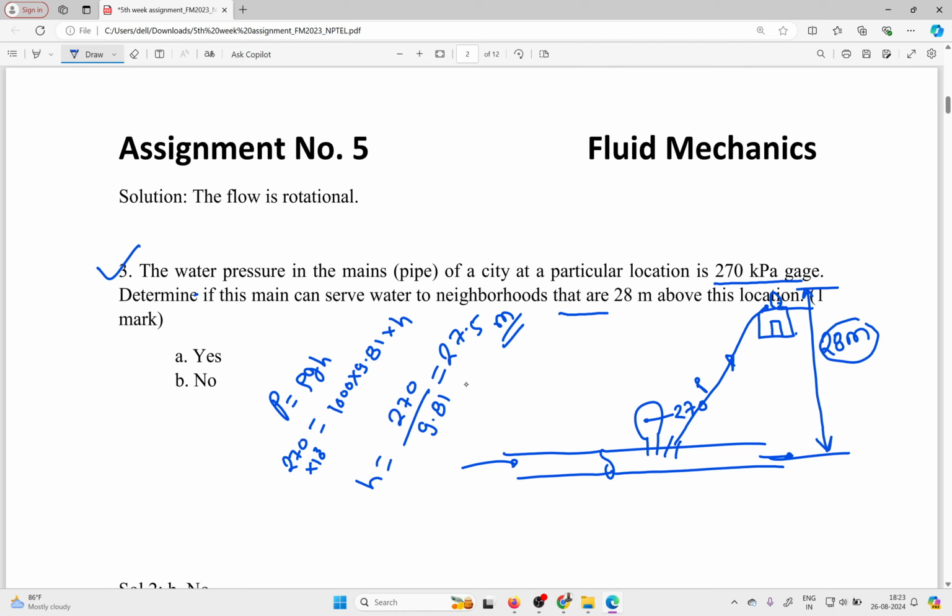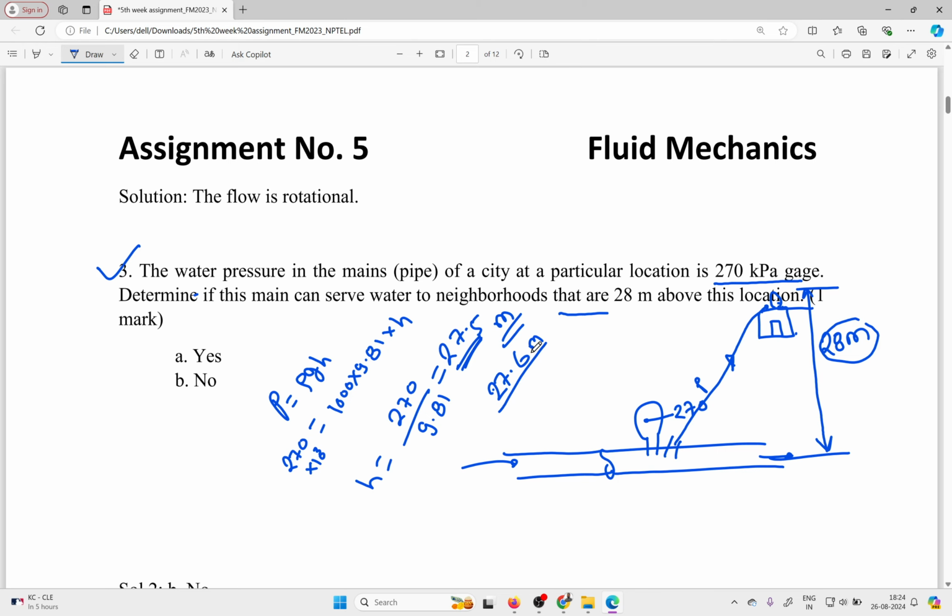27.5 means 270 kilopascal pressure has the potential to reach up to 27.5 meters. Even if your house is at the level of 27.6 meters, this pressure is not able to convey the water from this location to your house level. So here it is 28 meters. So definitely not possible with this pressure. You need to increase the pressure. How much minimum pressure is required?